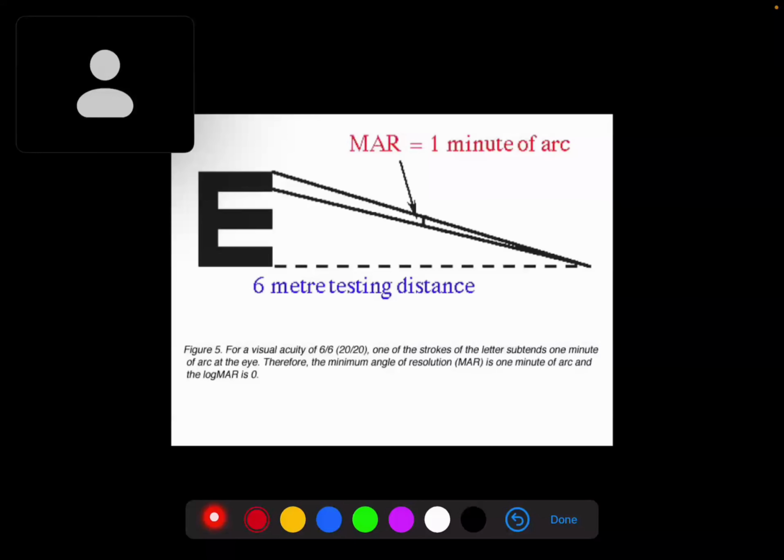Scientifically, if you can remember, 1 degree has 60 minutes, and one minute has 60 arc seconds. In Sinhala it is the same: degree, minute, second. So 1 degree, 1 minute, 60 seconds. If you look at how clear we can see, even at 5 arc seconds we can see. So that is how our MAR is defined.